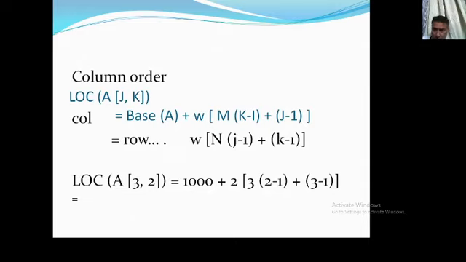Now, if we want to find this in column major, we do the same thing. Base address plus width 2 times (3 times (2 minus 1) plus (3 minus 1)), where K is 2 and J is 3. Now do the same problem using row order. If you can do this, or if you can search one or two problems on the net and solve them, you can do this.